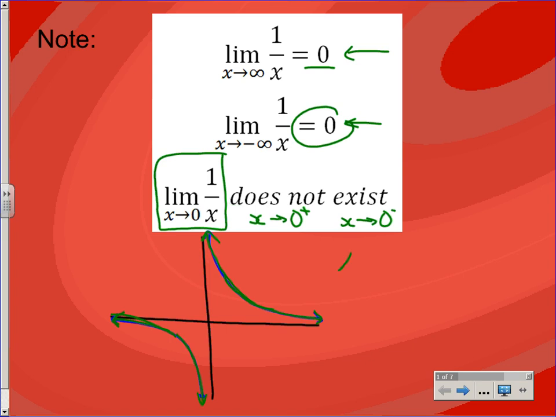So we could write this, the limit as x approaches 0 from the right of 1 over x is positive infinity. I don't really need that positive, remember. It's not horrible to write it in there. And as we approach it from the left, it equals negative infinity. And the requirement for a limit to exist was that those two values had to be the same, and they're clearly not.